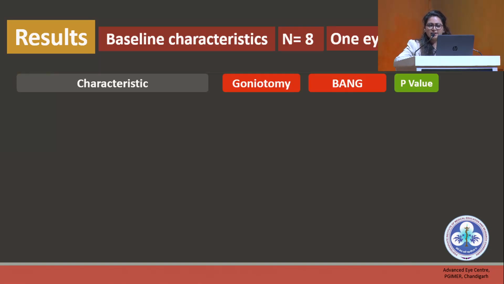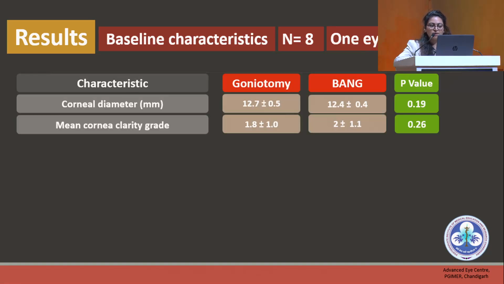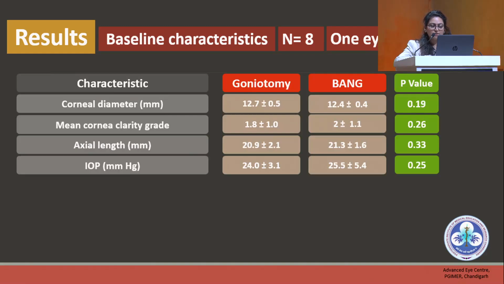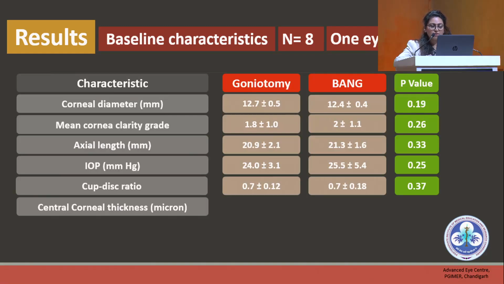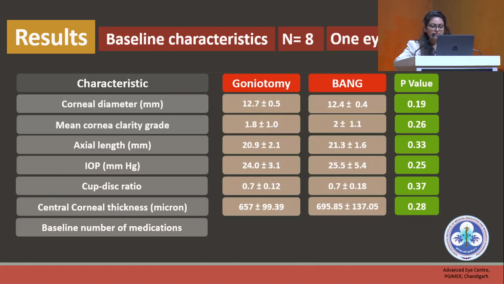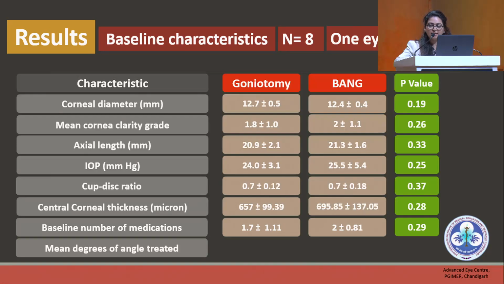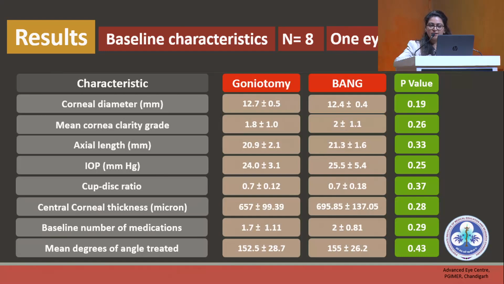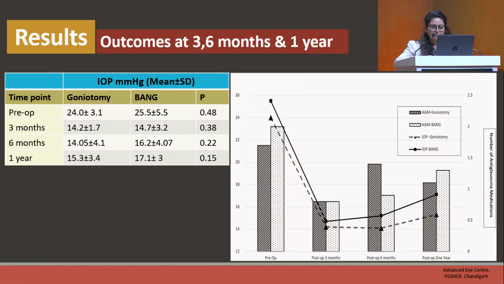The baseline characteristics of goniotomy and BANG of each eye were comparable for these parameters, which were assessed: corneal diameter, mean corneal clarity grade, axial length, intraocular pressure, cup-disc ratio, central corneal thickness, baseline number of medications, and mean degrees of angle treated. All of these were statistically similar in both the eyes. Outcomes were measured at 3 months, 6 months, and 1 year of duration.